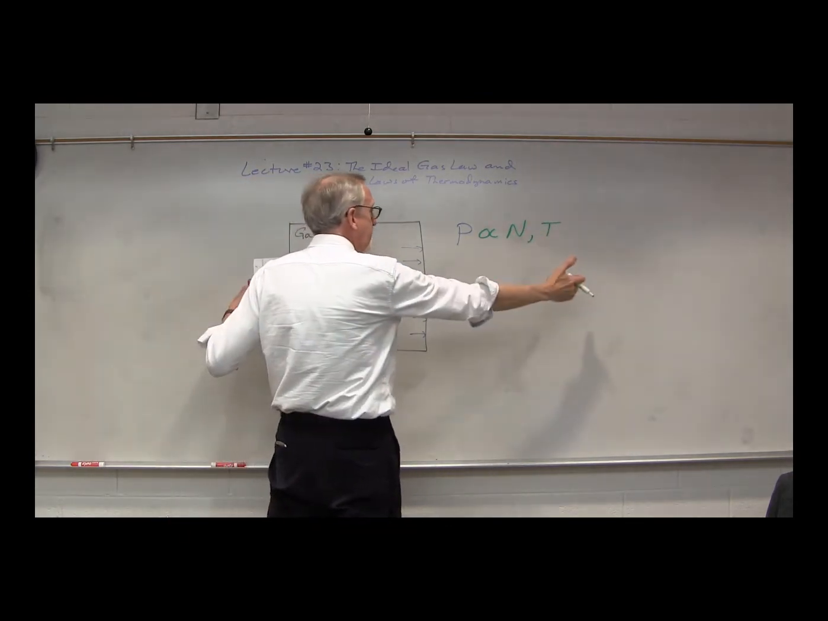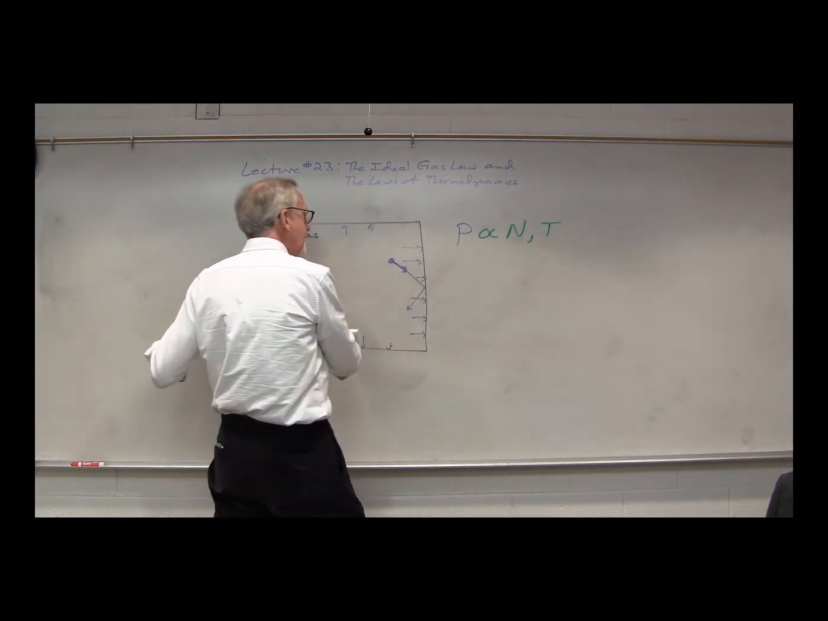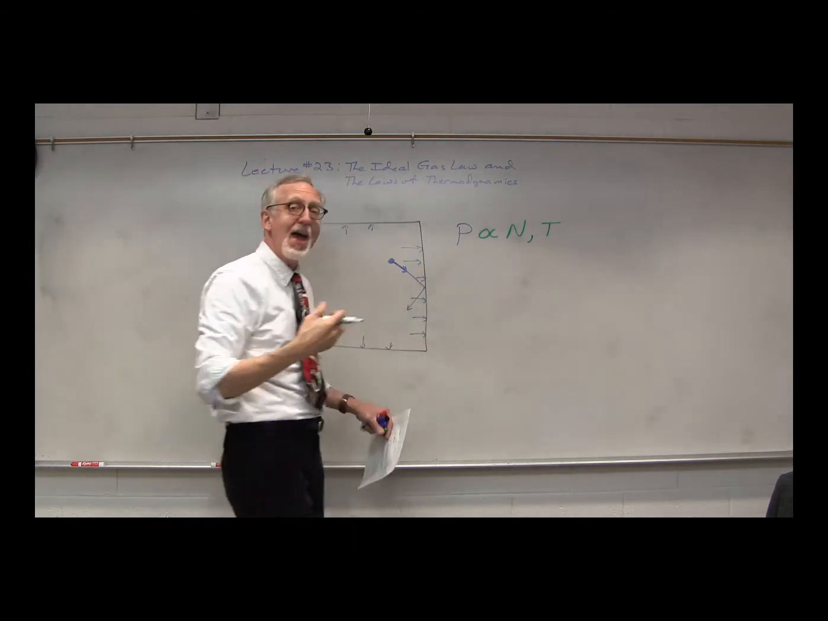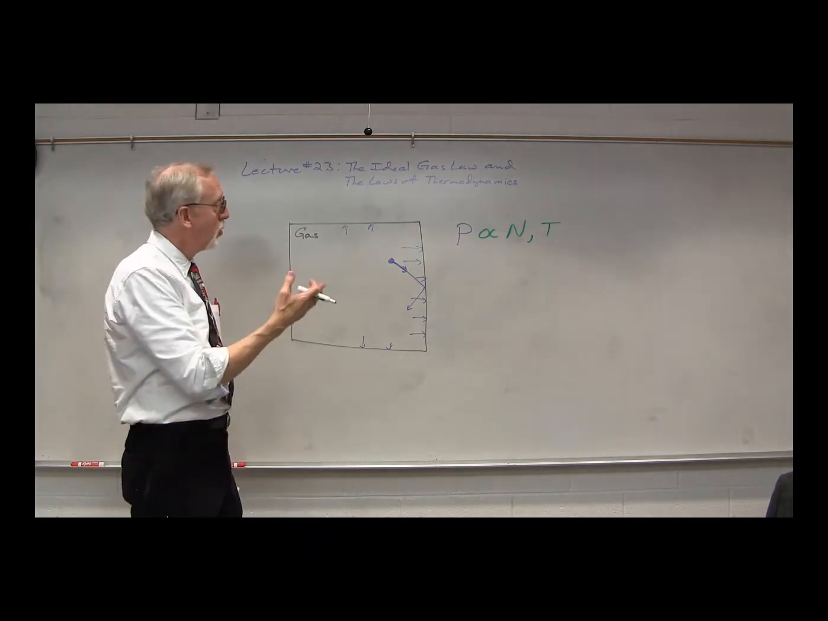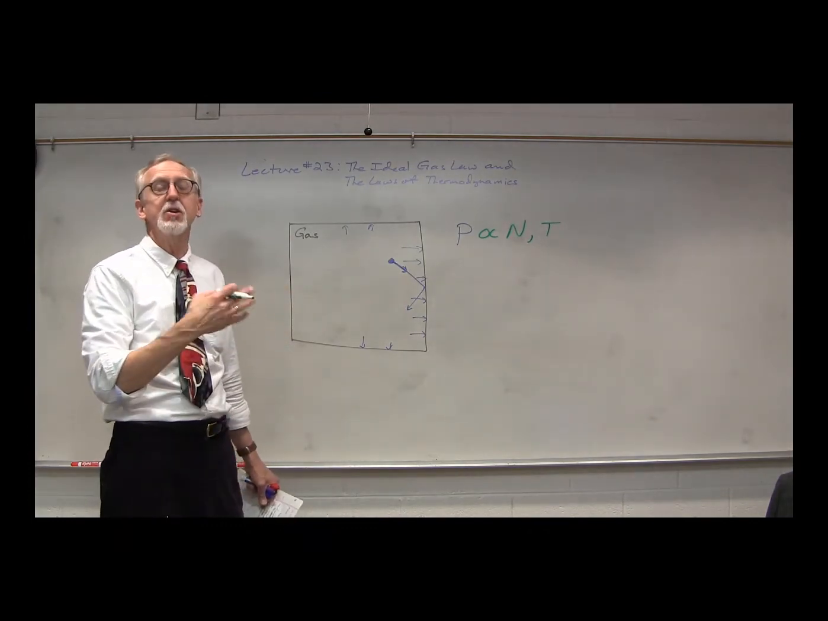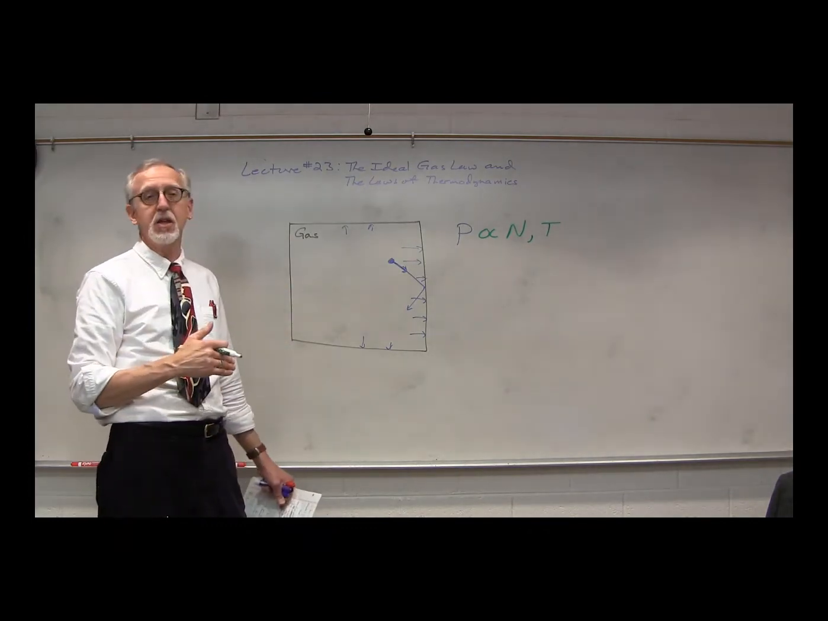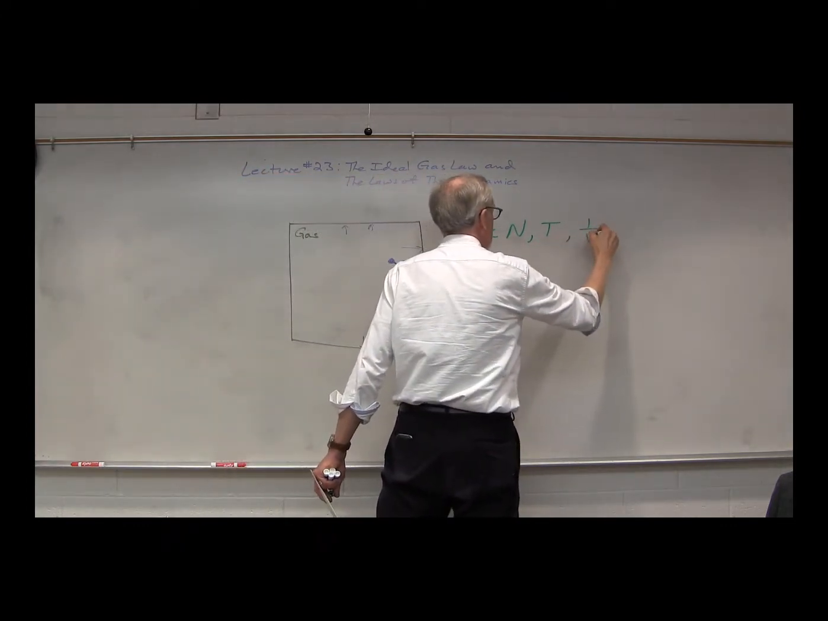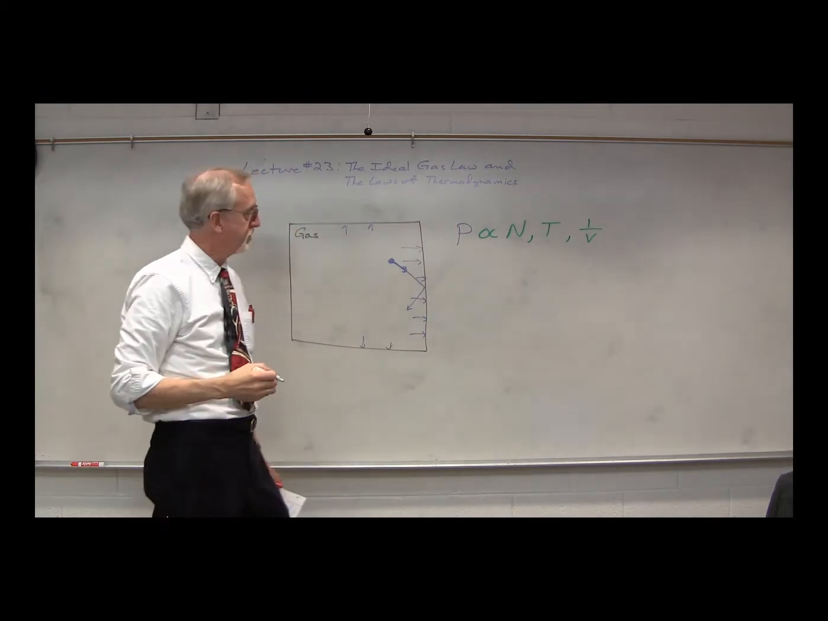By making the volume twice as big, we would imagine just a particle going back and forth. It would bounce off the wall half as often. So what do we find? It turns out the pressure is inversely proportional to the volume. So the pressure is actually proportional to 1 over the volume.